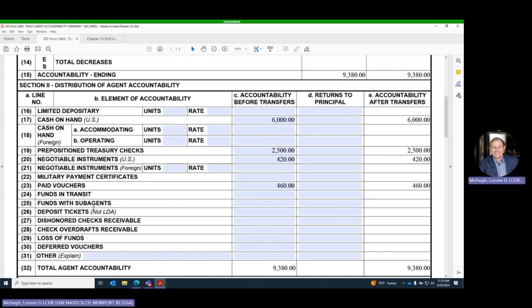And then line 25, funds with subagents. This would be if the deputy had funds with agents beneath them. This is not commonly used because typically those subagents or the agents would have received their money from the dispersing officer.